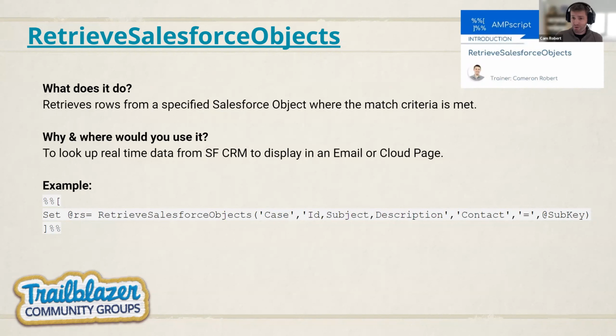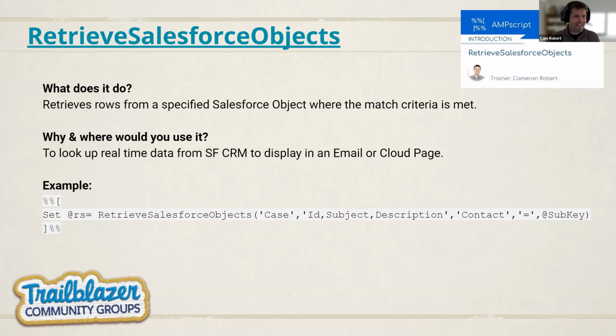Or on a cloud page, if you want to refresh a cloud page and show new things, the API here will be much more real time than doing a lookup rows. So very useful function, and definitely one, if you do use Marketing Cloud Connect, you'll be using this one all the time. Very, very common one to use.